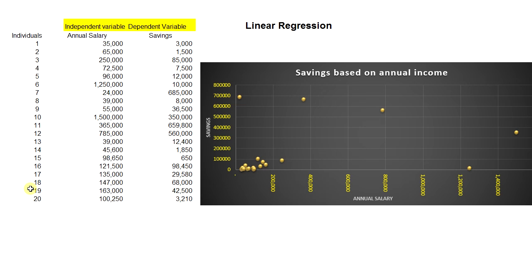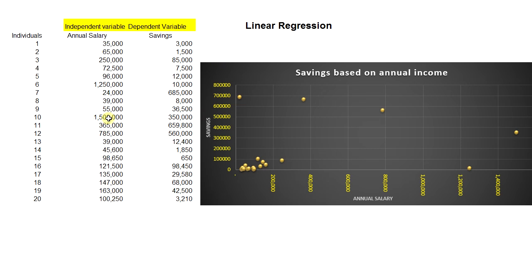selected randomly. So let's assume that we have selected 20 individuals randomly, and we have asked them to give information about their annual salaries and their savings. The aim of this exercise is to see what the relationship is between individuals' annual salary and their savings. Now, we have got this information.